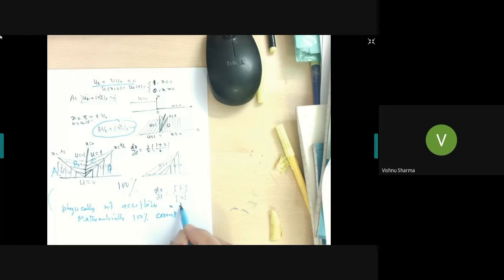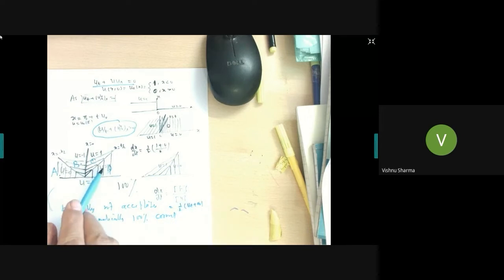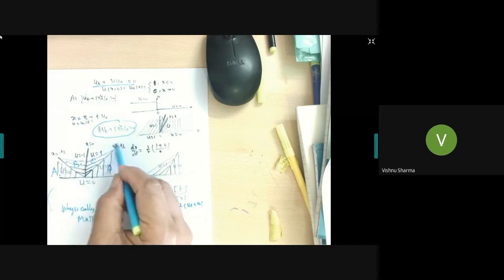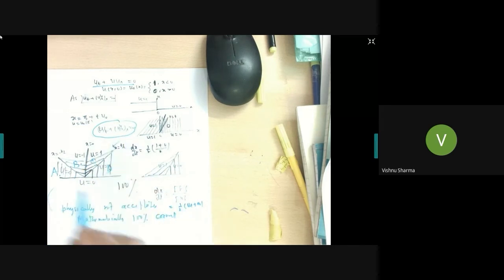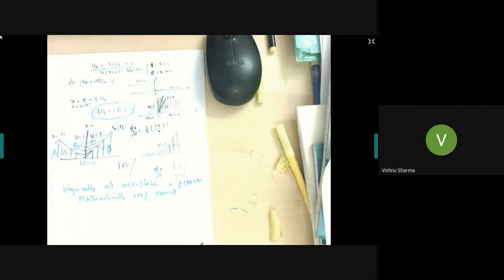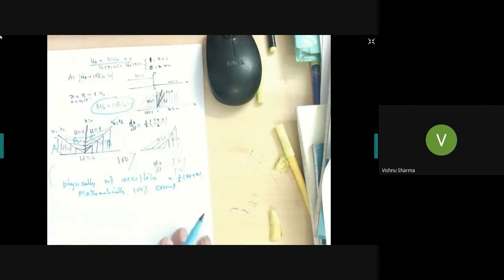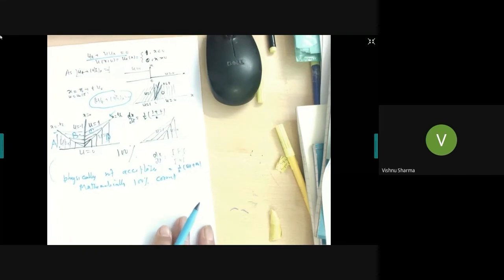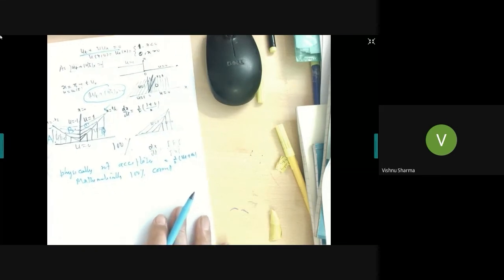It is half of u_L plus u_R. Half of (u_L square minus u_R square) upon 2 divided by (u_L minus u_R), you get only half of u_L plus u_R. So here it is 0, here it is 1. This is mathematically correct. It satisfies this. So it is 100% mathematically correct, but physically not acceptable. What do you think?